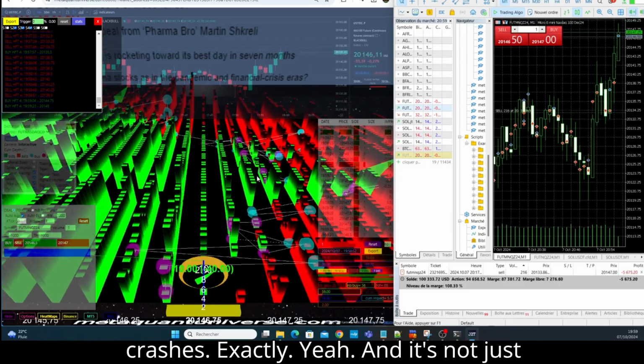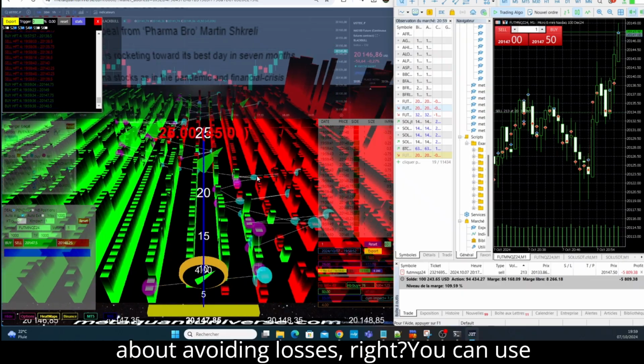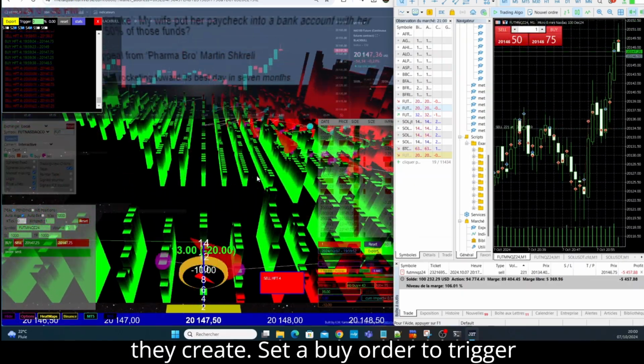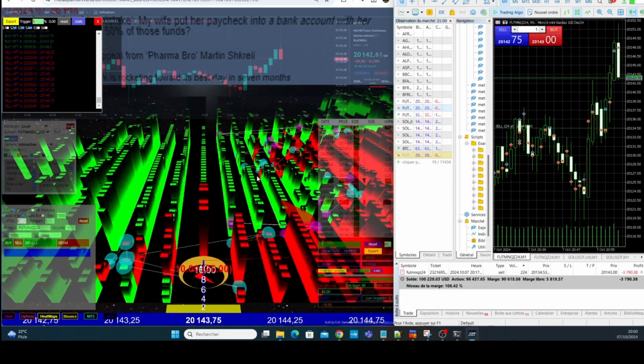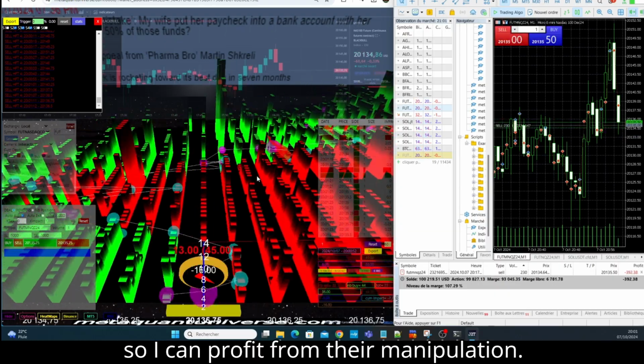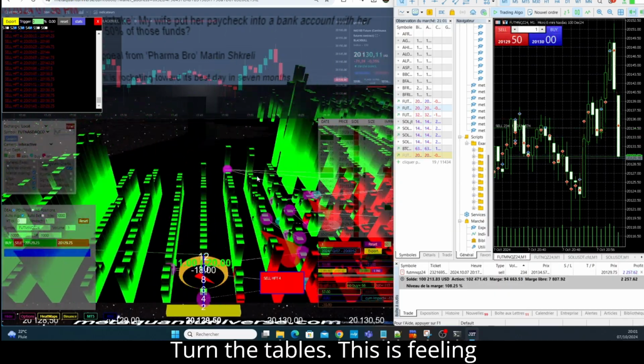Exactly. And it's not just about avoiding losses, right? You can use that link to profit from these swings they create. Set a buy order to trigger after the price falls through the trap, catch the bounce back up as others buy in. So I can profit from their manipulation. Turn the tables. This is feeling powerful.